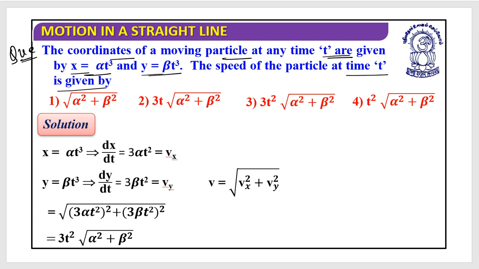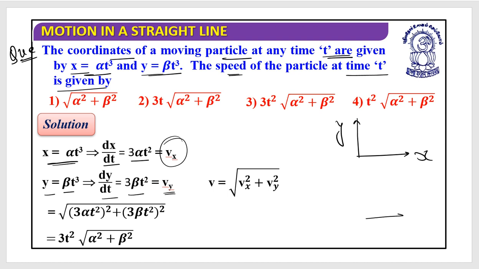So x is equal to alpha t cube. The situation should look something like this: this is x, this is y. If I differentiate, because I require a speed, vx equals 3 alpha t square. I am provided that y equals beta t cube, and if I differentiate this, it would be 3 beta t square, which is vy. So one velocity is in the x direction, one is in the y direction.